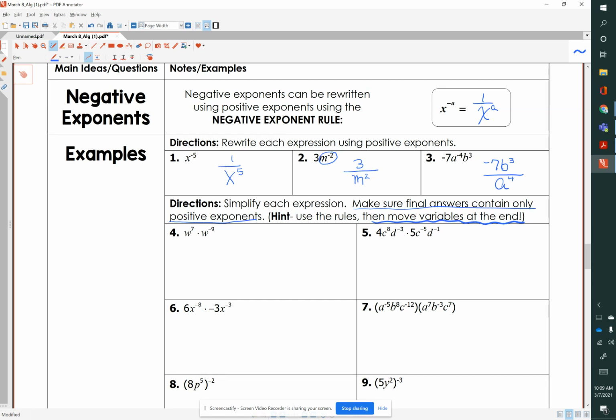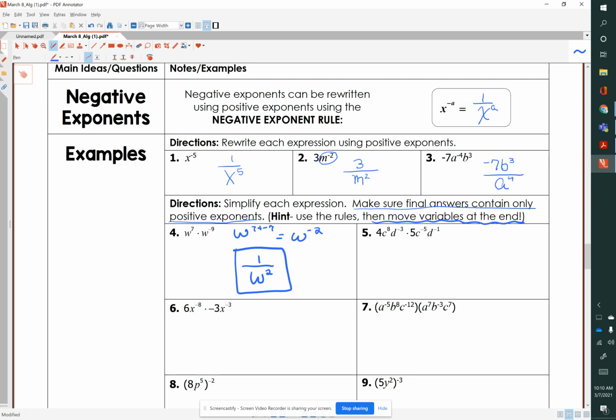For many of these, you work from the outside in, but where you have multiple parentheses, you're going to work from the inside out. So for number 4, we have w to the 7th power times w to the negative 9th power. That would be w to the 7 plus negative 9, which equals w to the negative 2 power, and we simplify that by putting that as a denominator under a numerator of 1.